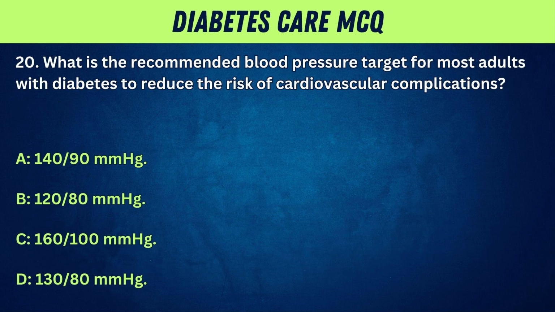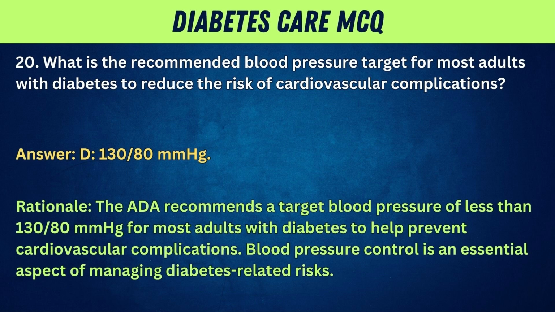20. What is the recommended blood pressure target for most adults with diabetes to reduce the risk of cardiovascular complications? A. 140/90 mmHg. B. 120/80 mmHg. C. 160/100 mmHg. D. 130/80 mmHg. Answer: D.